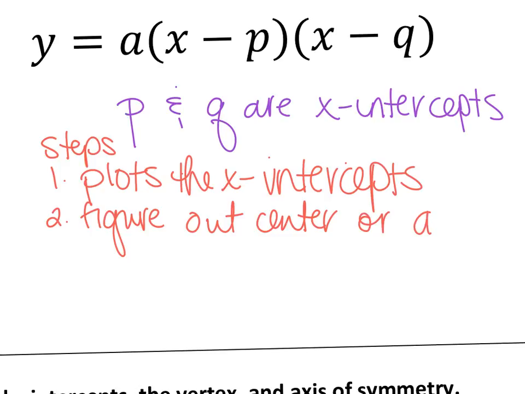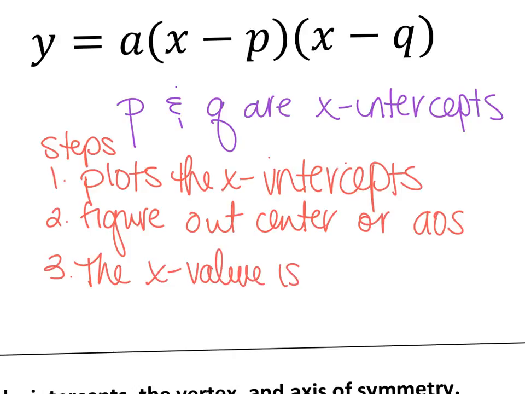We want to be able to find where our graph actually is, and that's going to be right in between the x-intercepts, so it's the distance. And number 3, that x value, the value of what we find in the middle, so the x value of the axis of symmetry, that x value is the x value of the vertex.